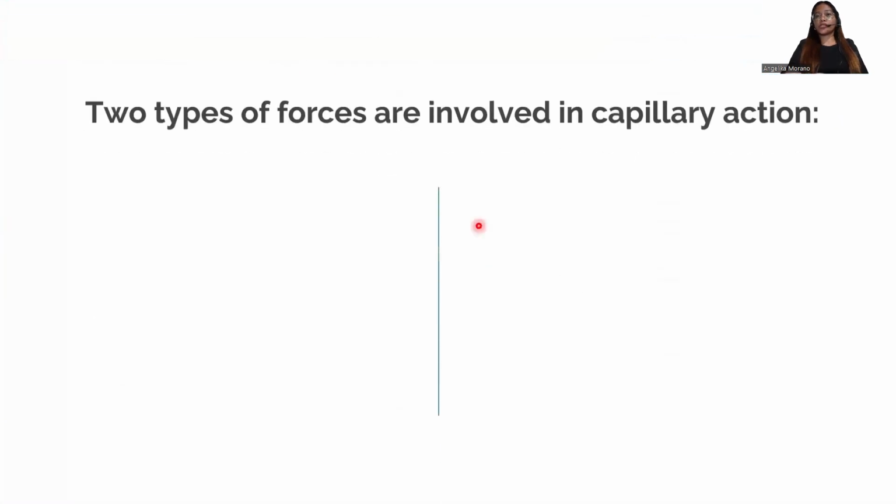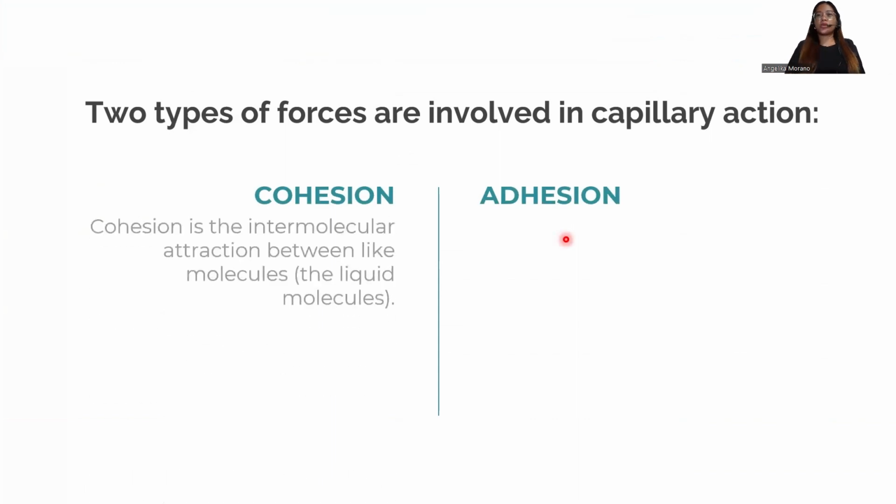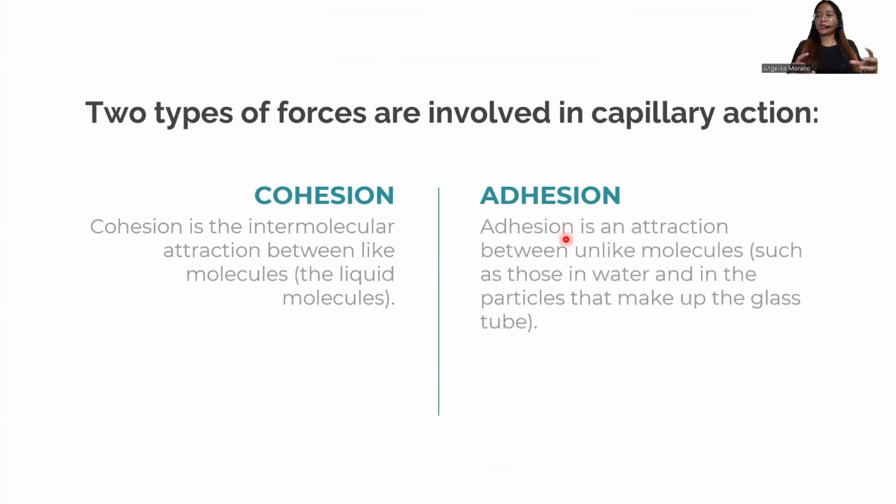So there are two types of forces that are involved in the capillary action. We have cohesion and adhesion. When we say cohesion, it is the intermolecular attraction between the like molecules or the liquid molecules. So the attraction between the liquid molecules is called cohesion, whereas the attraction between unlike molecules, like for example, the container and the liquid itself, is called adhesion.